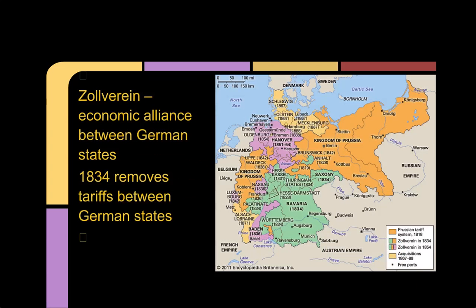The Zollverein Plan is something that's going to be initiated in Germany, and it is going to be an economic alliance between the German states. If you look here, you can see that it evolves over time, because you have 1834 and then 1854 right here. These colors show who joined.